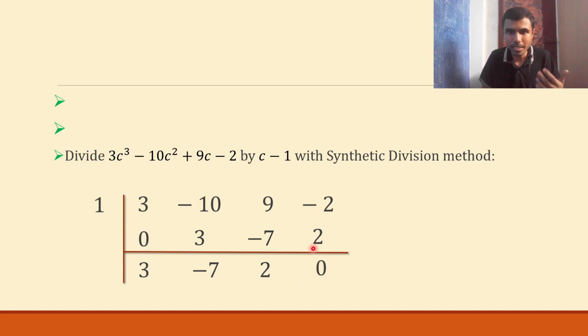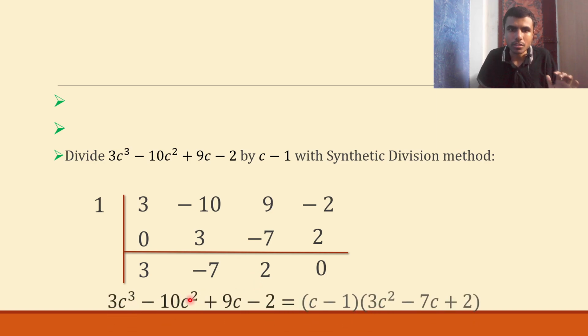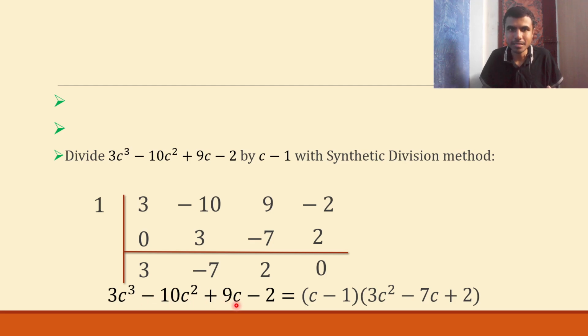If you do everything right, you will get a 0 here. That means what? These are nothing but the coefficient of c square, this is the coefficient of c, and this is our constant. So basically 3c cube minus 10c square plus 9c minus 2 can be written as c minus 1 into 3c square minus 7c plus 2. I hope it makes sense to you.